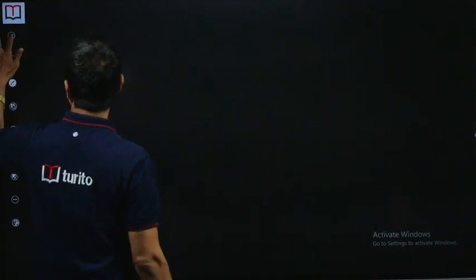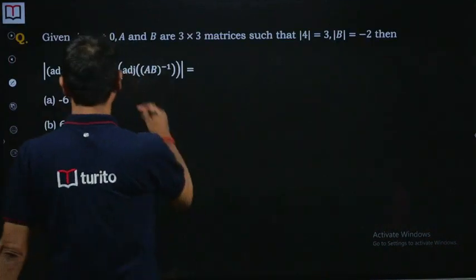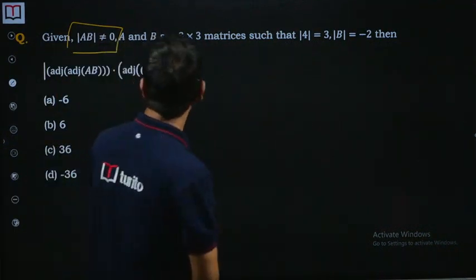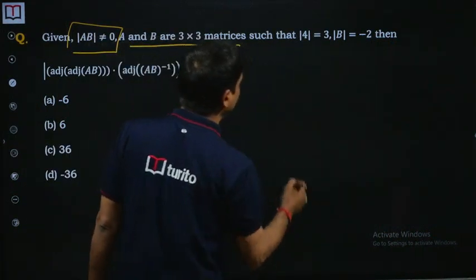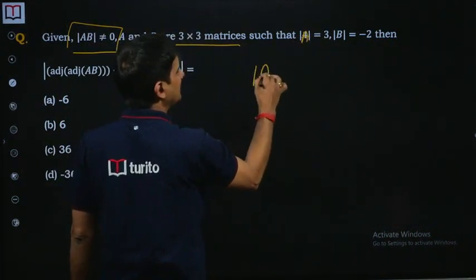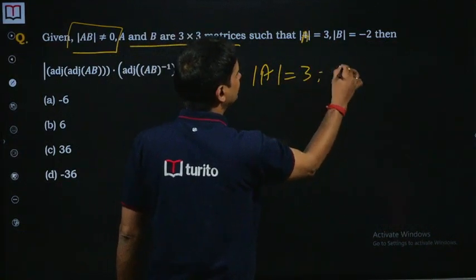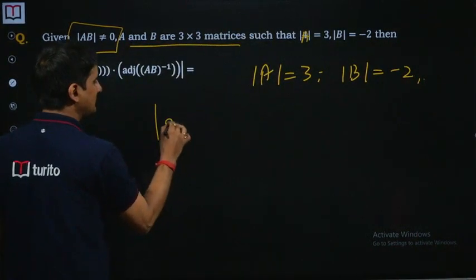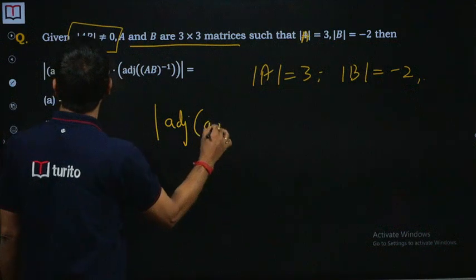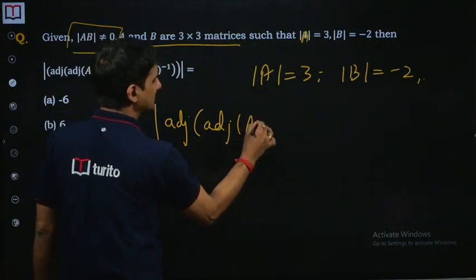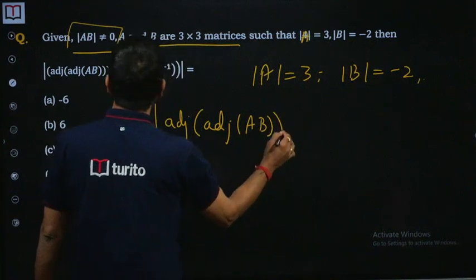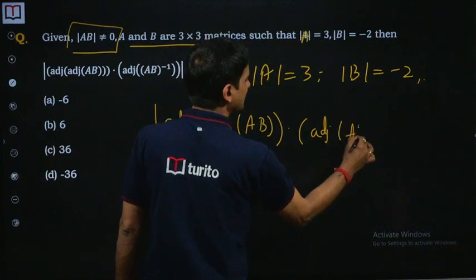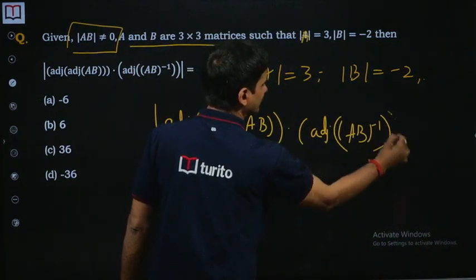Okay, so now moving to the next question. Given determinant of AB is not equal to 0, A and B are 3 cross 3 matrices such that determinant of A is 3 and determinant of B is minus 2, then find the determinant of adjoint of AB into adjoint of AB inverse.